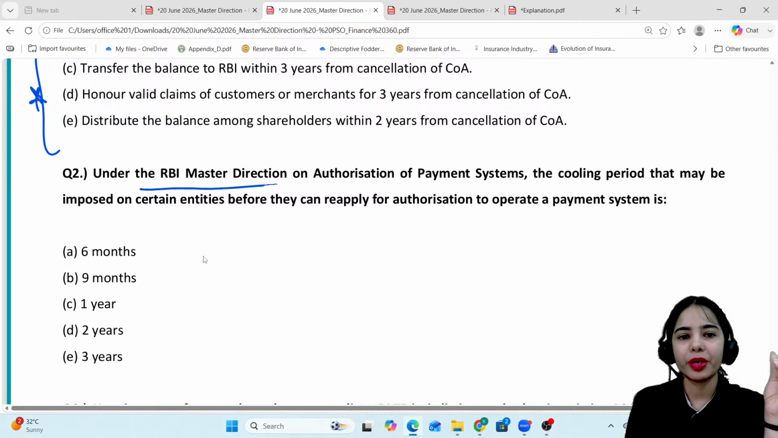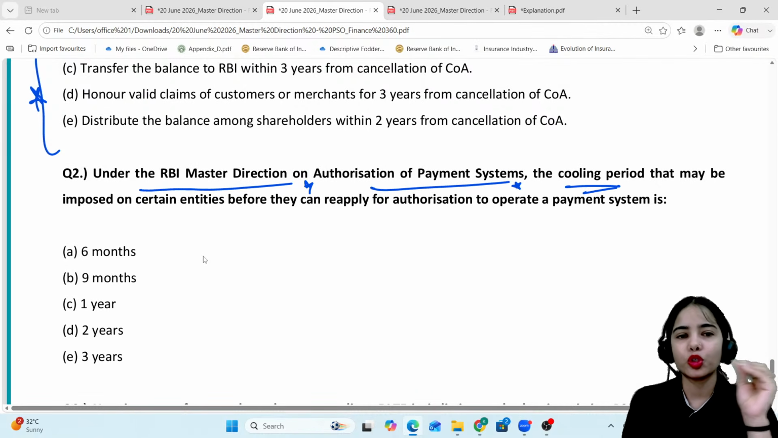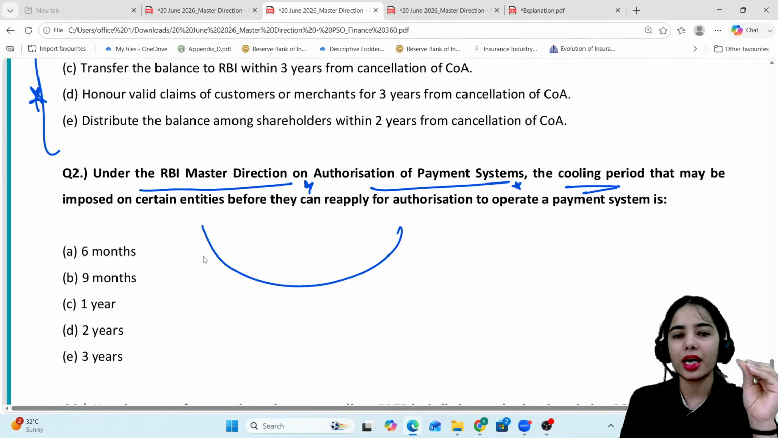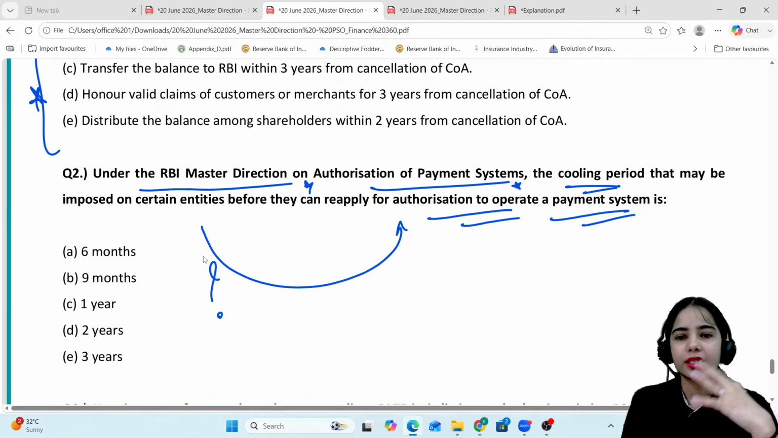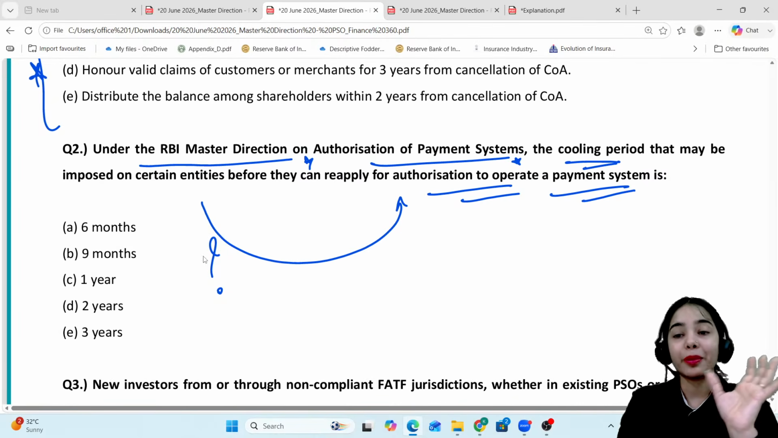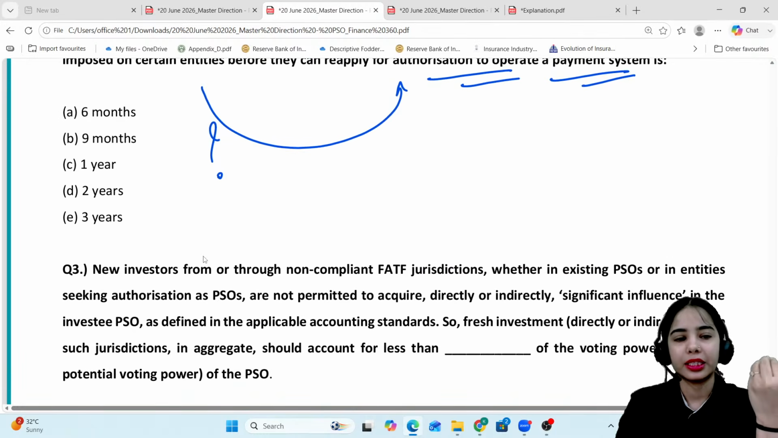Second, under the RBI master direction on authorization of payment systems, the cooling period that may be imposed on certain entities before they can reapply for authorization to operate a payment system is what? What is the cooling off period timeline that may be imposed? See, it is upon the RBI whether it wants to impose the cooling off period or not. But the cooling off period will be of what timeline? That you have to tell.